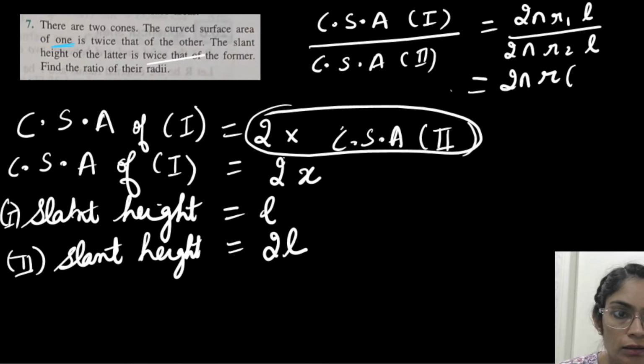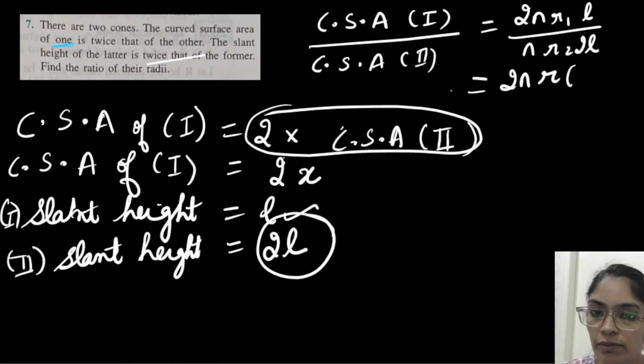So pi RL. One second, I just did something wrong here. The first one's slant height I have assumed as L, so it will be L only. For the second one's slant height, in place of L we will just write 2L. So 4 is to 1. 1 by 4.